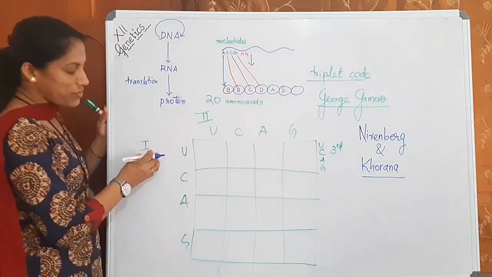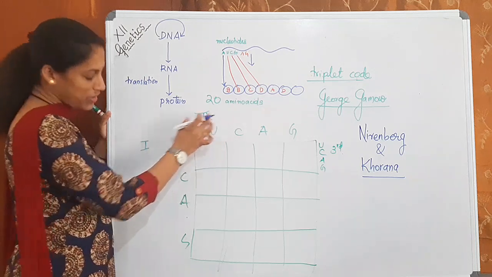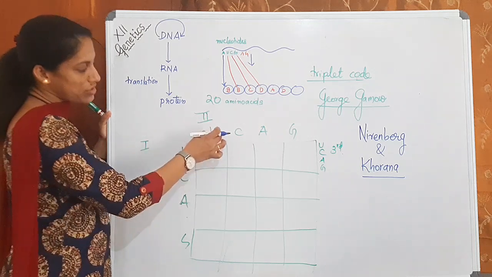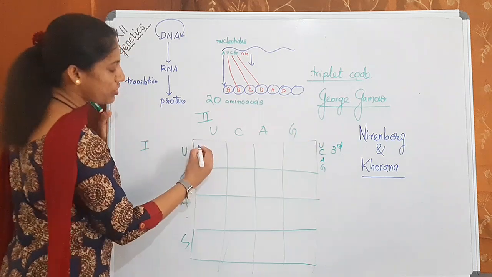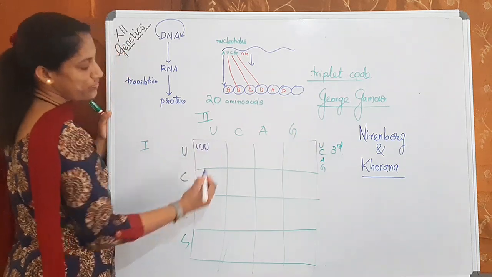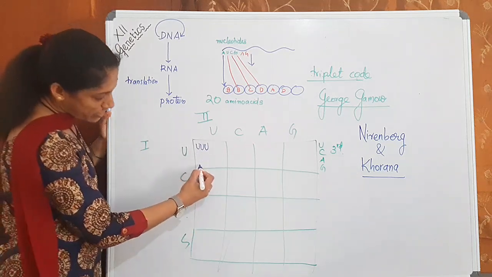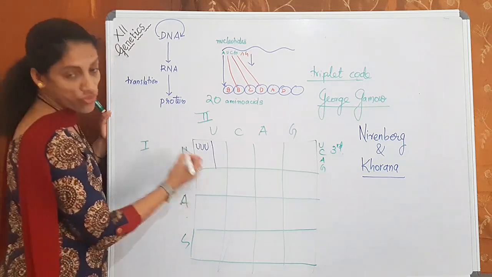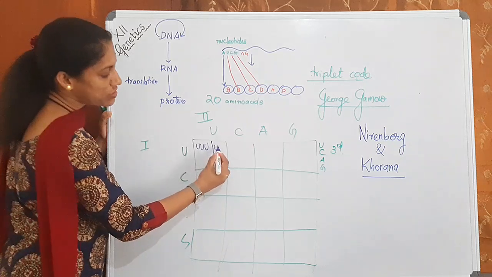The first letter is from here, the second letter is from here. I mean the first base U, second U, and third like this. So in the first one you can write U. Either you can write one by one downward, or you can split it into 4. Next one you can write as UUC.